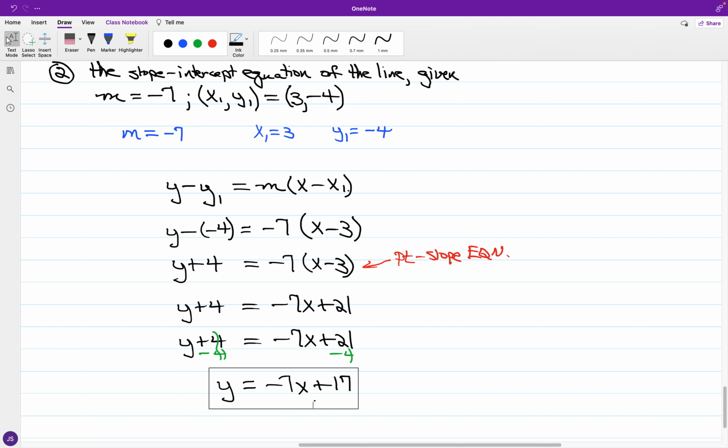So that is going to be, once again, the slope-intercept equation with y is equal to -7x plus 17.